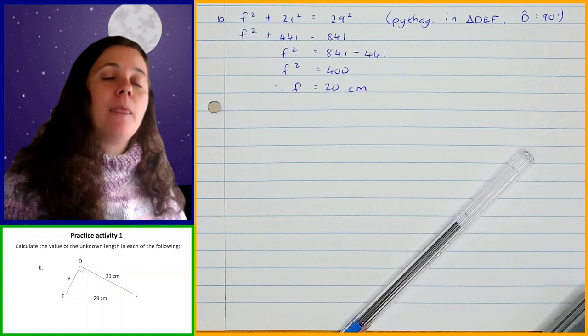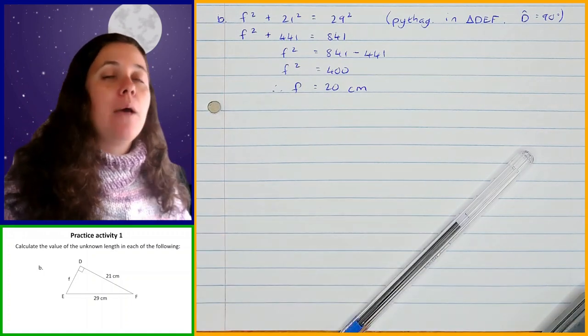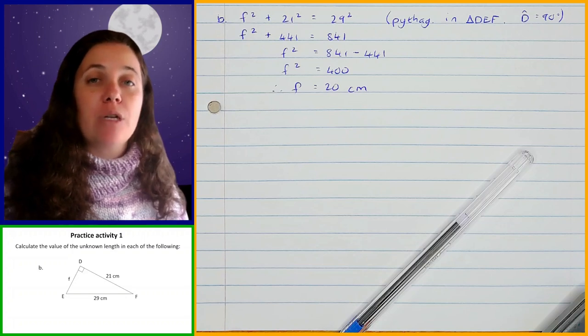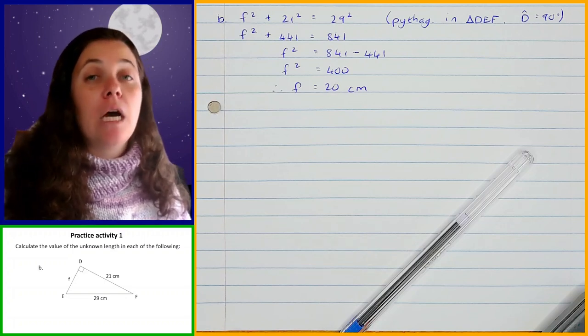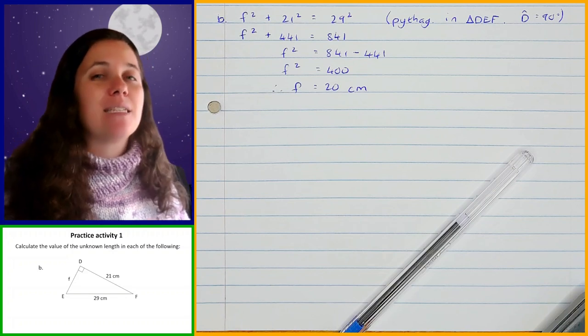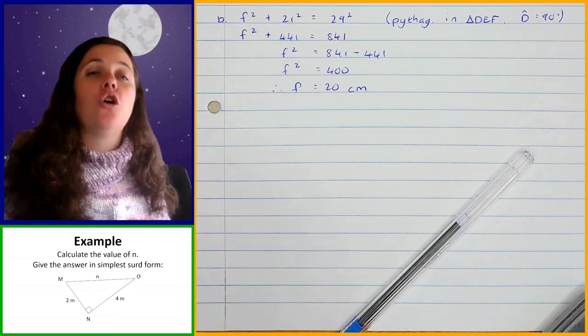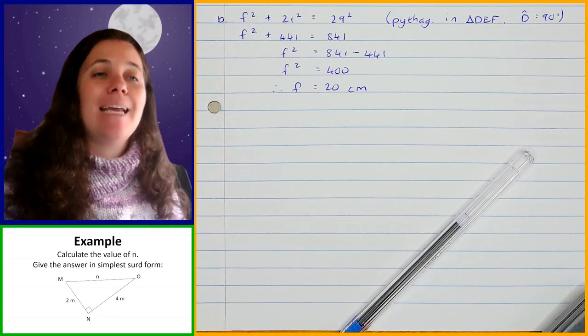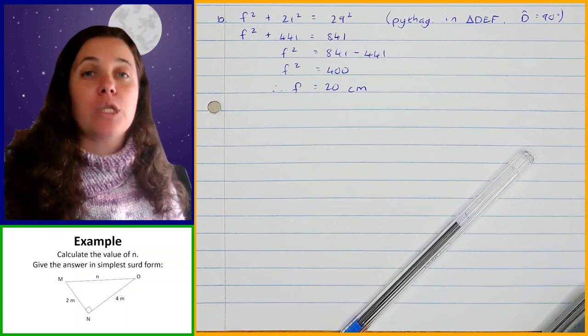Okay, so now the ones we've done so far, it's all worked out to nice numbers. But the reality is when we're working with Pythagoras, because we're working with squaring and square rooting, a lot of the time, we're not going to have nice numbers to work with. So what we're going to do is you need to know how to give answers in surd form, which means leaving them in their simplest form with the square root still there.